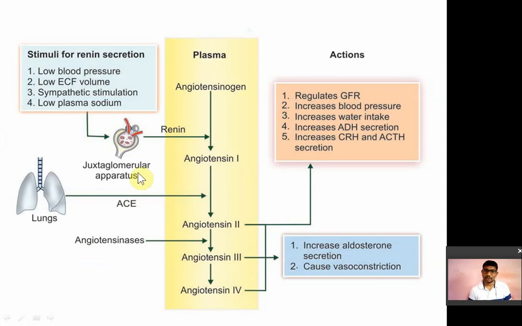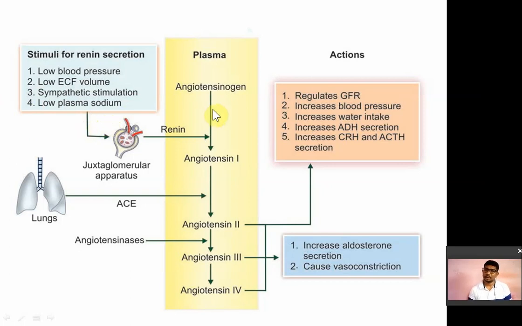So a question can come on this: renin is secreted by juxtaglomerular apparatus, what are the stimuli upon which it is secreted? Low blood pressure, low extracellular fluid volume, sympathetic stimulation, and low plasma sodium.